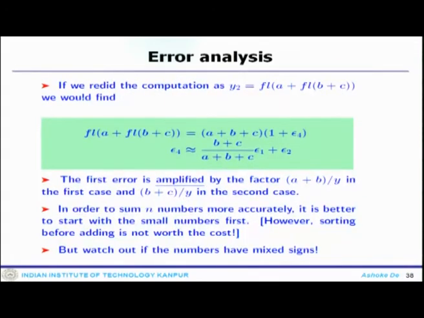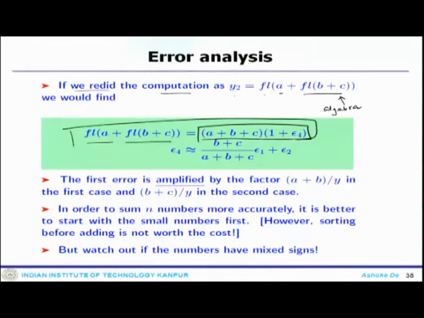So, now if you redo the calculation or the computation as y2 equals floating point of a plus floating point b plus c, you need to do the algebra here. Then what you get, the floating point a plus floating point b, it would be a plus b plus c into epsilon 4. So, this also satisfies. So, the first error is amplified by the factor a plus b by y in the first case and b plus c by y in the second case.